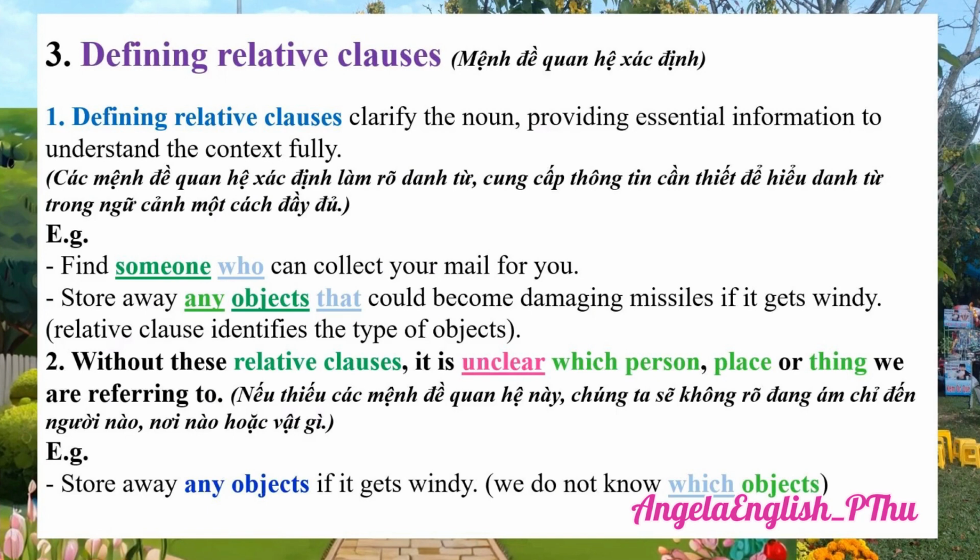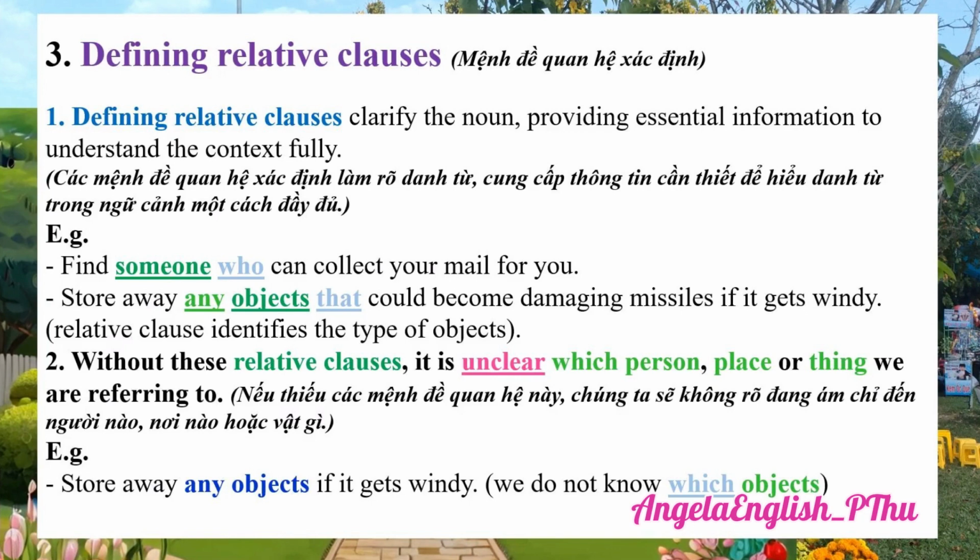3. Defining relative clauses. 1. Defining relative clauses clarify the noun, providing essential information to understand the context fully. For example, find someone who can collect your mail for you. Store away any objects that could become damaging missiles if it gets windy. The relative clause in this example identifies the type of objects.